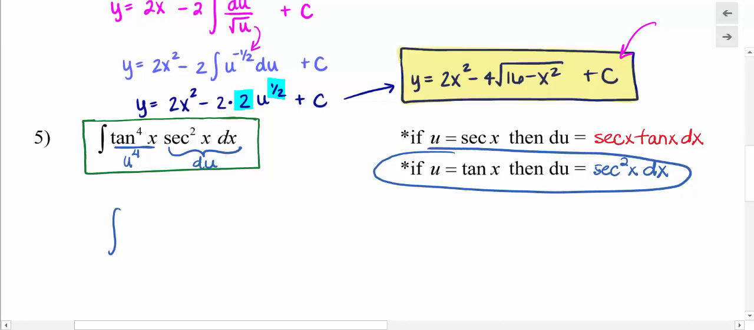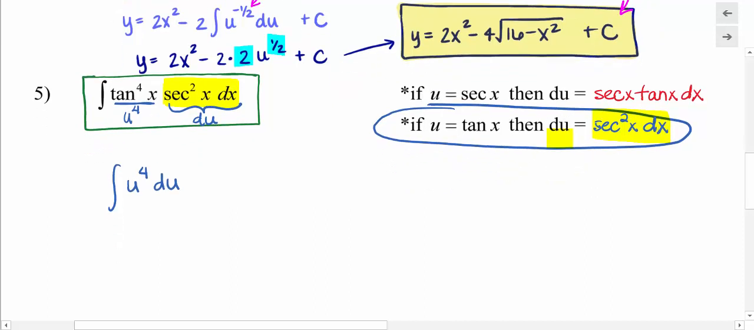I let tangent of x be u, so this first part is u to the fourth. And then this whole second factor here, or this whole rest of this integrand, secant squared x dx, is exactly matching what my du is. So I can do that replacement and just say that this is u to the fourth du. I don't necessarily have to go all the way and solve for dx every single time. You certainly could still do that. You're going to get the same answer.